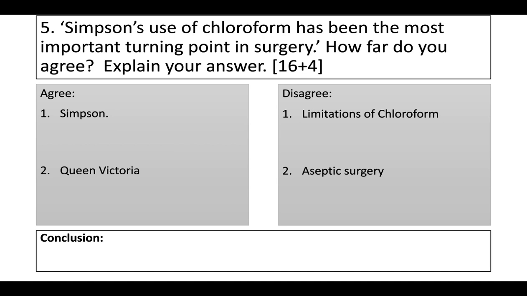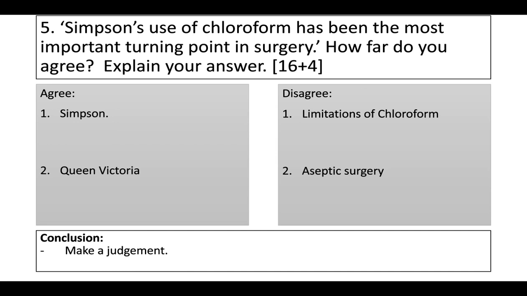You'll notice here that there isn't a time period, so you could talk about things in the 20th century if you wanted to, things like plastic surgery, things like x-rays, other things that have been used to develop surgery, but don't go overboard. 4 paragraphs is more than enough. Okay, 3 you'd probably get away with if they're detailed and well evaluated. Last of all, you need to make a conclusion where you make a judgment.